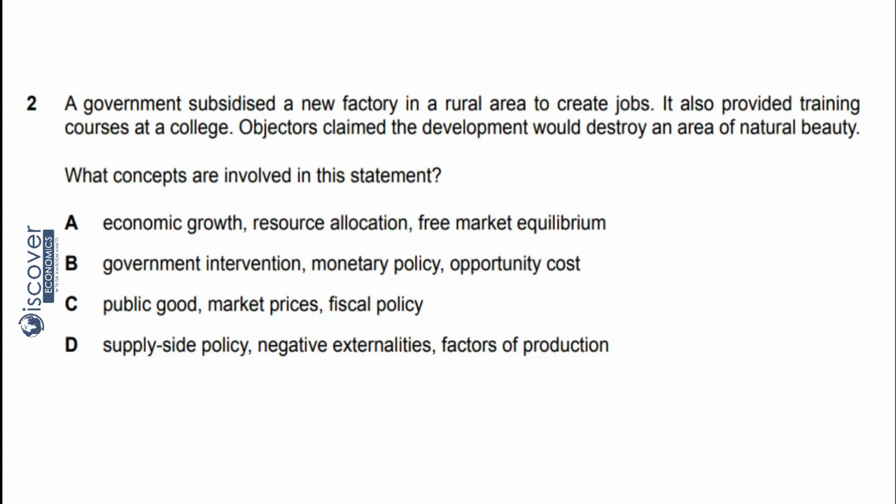Now let's see what B is. Government intervention, monetary policy, and opportunity cost. Now government intervention is happening. Yes, it is happening. Monetary policy, no, it's not happening. So B will also not be the answer.